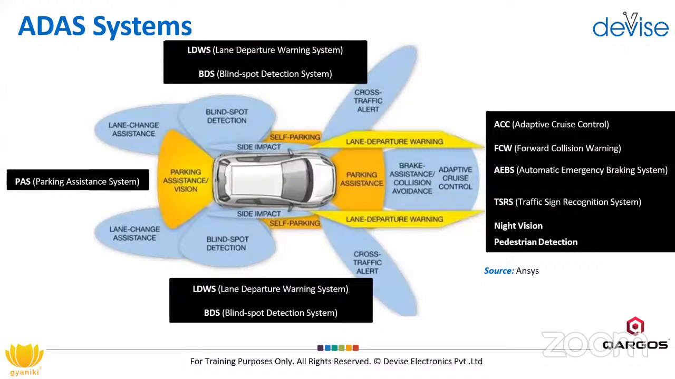Then the traffic sign recognition system, night vision, and pedestrian detection. Sometimes there is fog. With these applications of connected mobility, even elderly people can take out their vehicles with confidence. And that's the assistance which we get out of such technology.